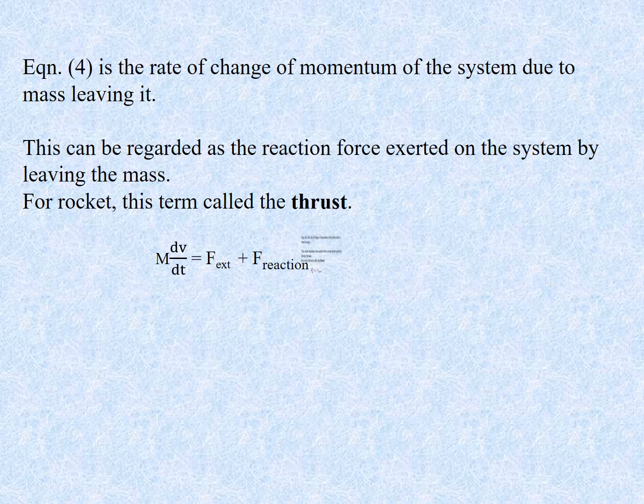So that is equation 4. Equation 4 is the rate of change of momentum of the system due to mass leaving it. This can be regarded as the reaction force exerted on the system by the leaving mass. For a rocket, this term is called the thrust. So the above equation can be written as m dv by dt is equal to F external plus F reaction.